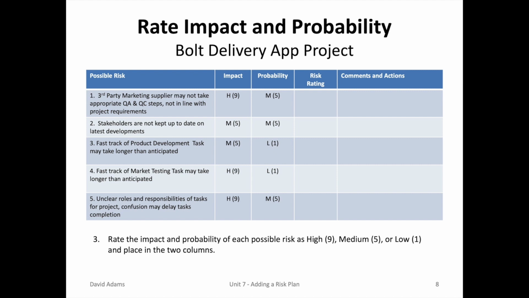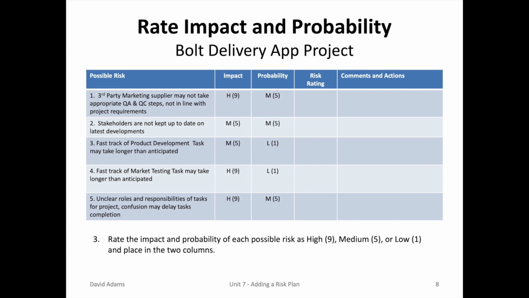Next, with a multi-voting type of process, the project manager would facilitate from the group what each impact and probability would be for each possible risk. For instance, for the third-party marketing supplier would not take appropriate quality steps, the impact would be high and the probability would be medium. Typically in a group meeting setting, there will be some debate whether it's high, medium, or low, but it's important to come to some consensus so you can move ahead.